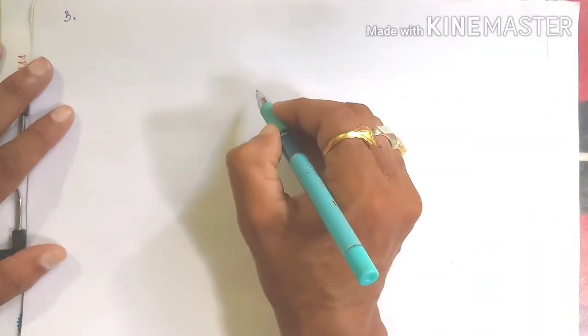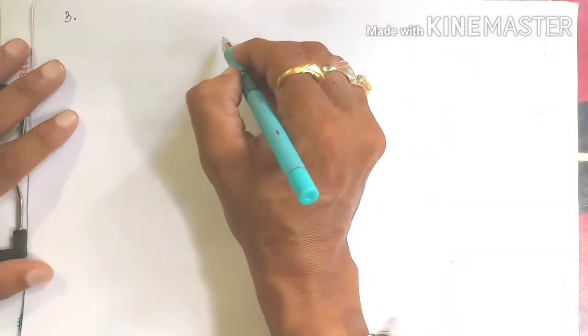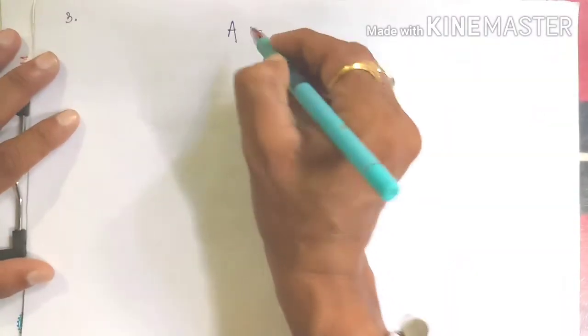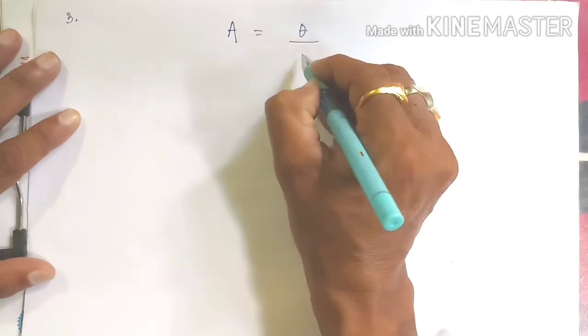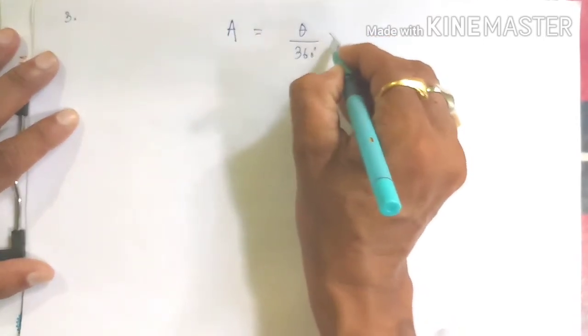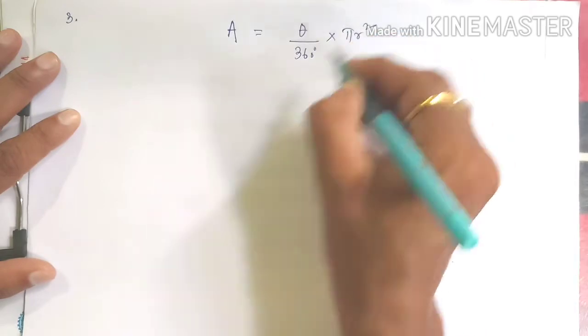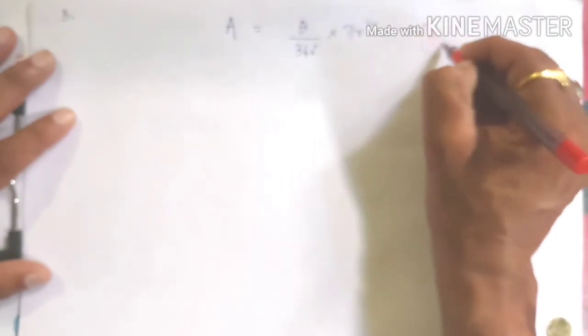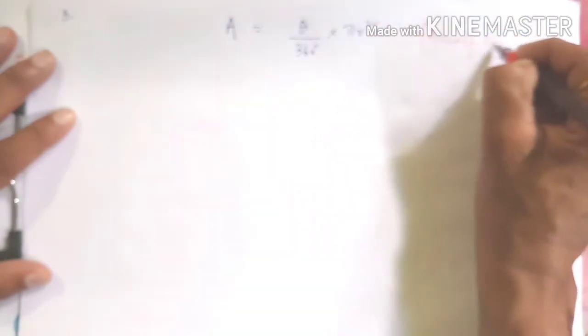You see, somehow we will write here, area equal to theta by 360 degrees into pi r square. What? Area of a sector. Already we have learnt, we can write here. This is called what? Area of a sector.